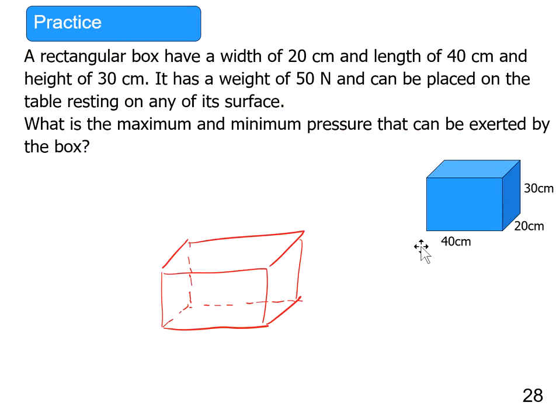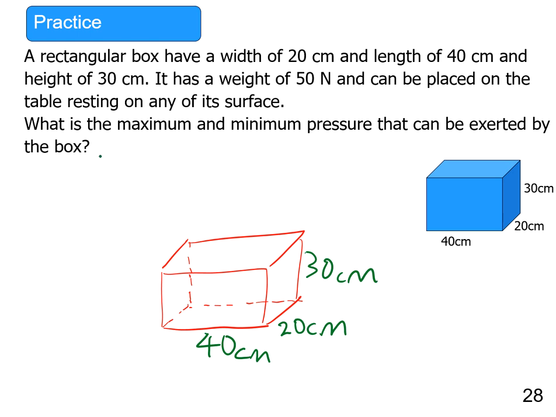Now, the next question, this is a very common question that you will see. A rectangular box, and the dimensions of the box have been given in this question. So this side is 40, this is 20, and then this is 30. So the question asks for the maximum and the minimum pressure.